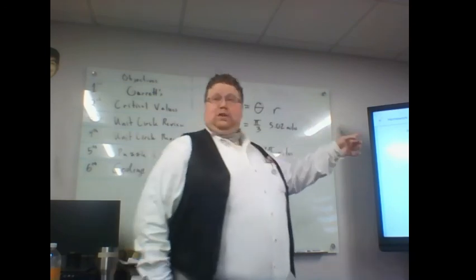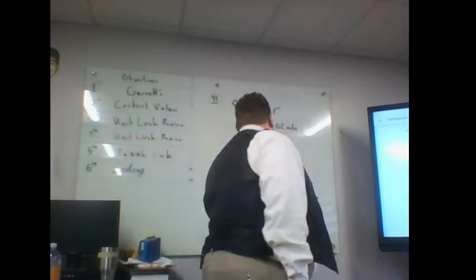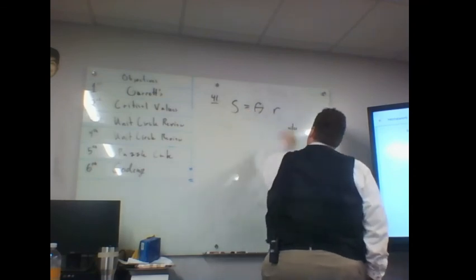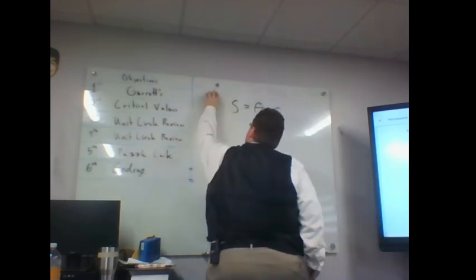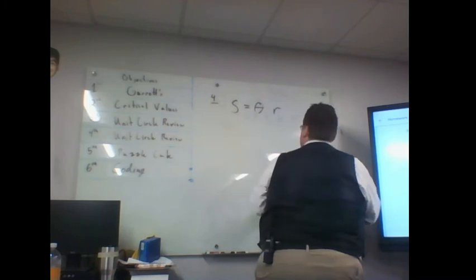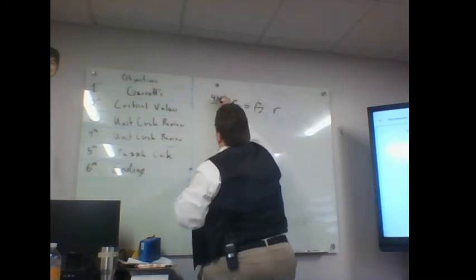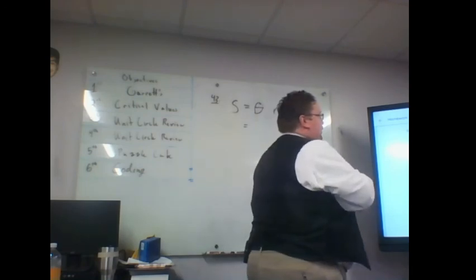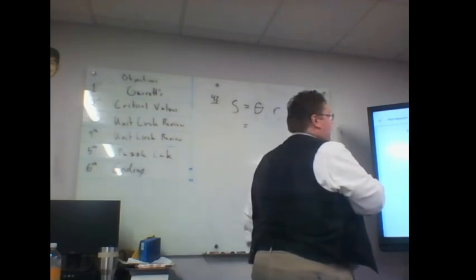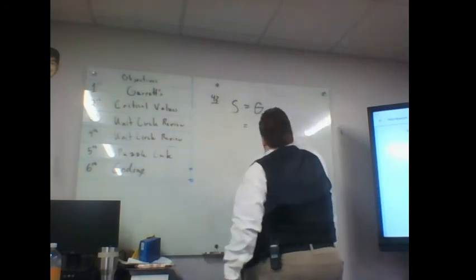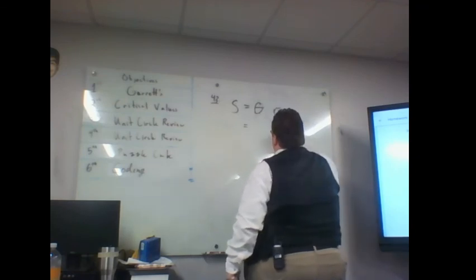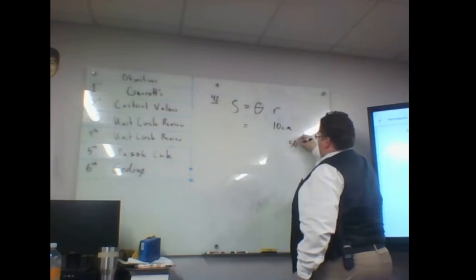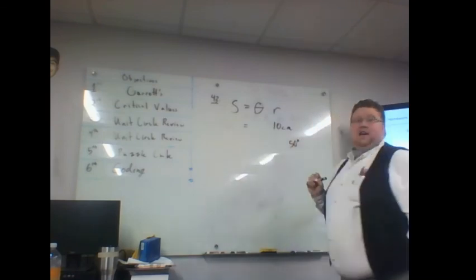Sure. You want to do 43? Okay. Let's do 43 then. So the same formula is going to be used. I need to take theta, which is the angle, times the radius. So I already know the radius is 10 centimeters, so I can fill that in. But for the angle, I have 50 degrees. That is not acceptable. What I'm going to do, I'm going to convert.